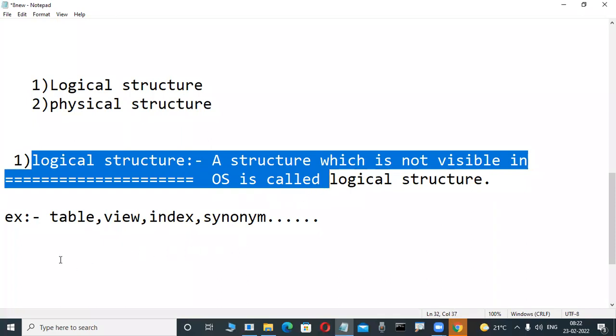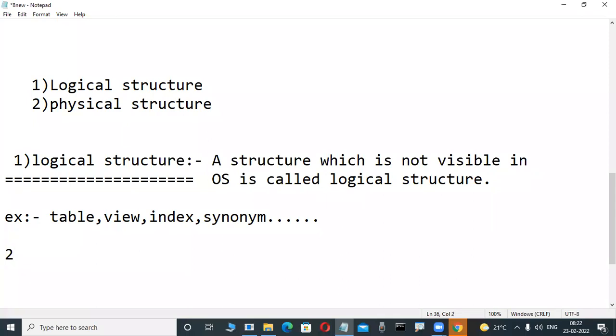Now, what is physical structure? Observe it here. Then what is the definition of database? I am telling you now. What is physical structure means the opposite of the logical one, very easy.